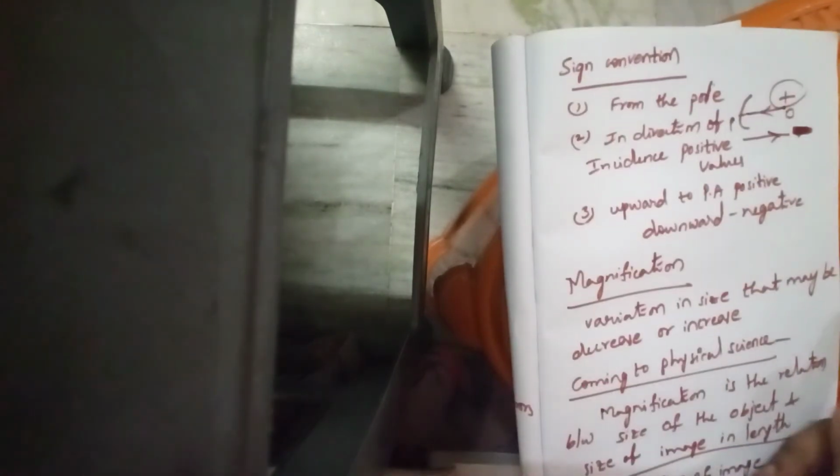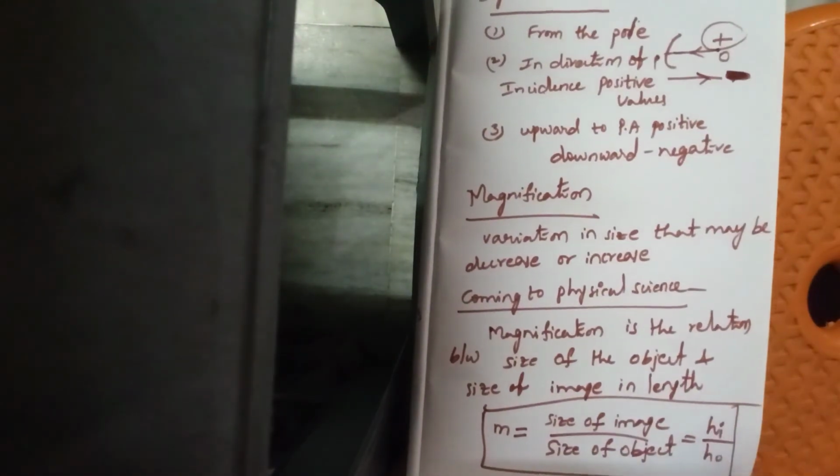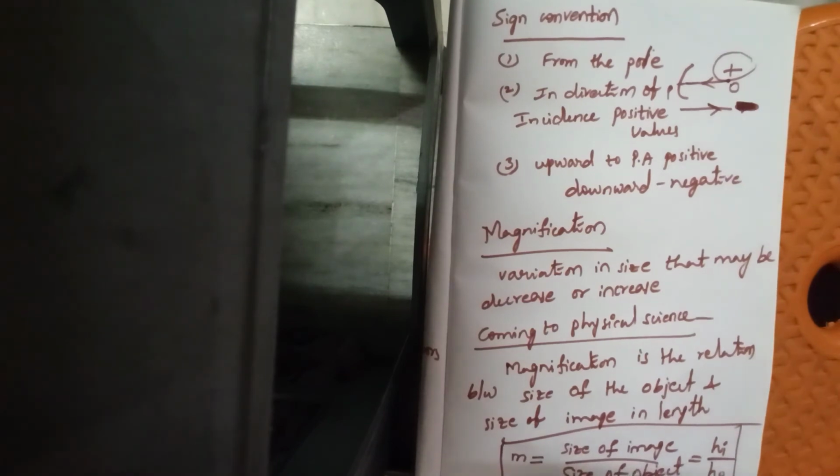So this is the magnification in your physical science. According to your physical science light lesson, this is the magnification. In our regular life, variation in size that may be decrease or increase, that is magnification. We vary the size of any object, increase or decrease, magnifying something by a magnifier. In our regular life, magnifier means we are seeing that one as bigger one, that only we know. So here magnification means variation in size that may be increase or decrease.